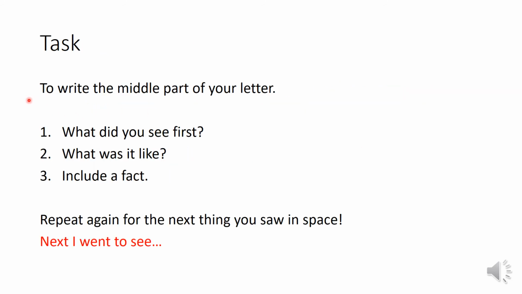So I've just written a bit of a list here about how to write your letter. So remember, we're writing the middle part today. And the first sentence is, what did you see first? Then tell us what that was like, and then see if you can include a fact. And then you have to repeat this again for the next thing that you saw in space. So you might write the sentence, next I went to see, and then tell us what you saw.